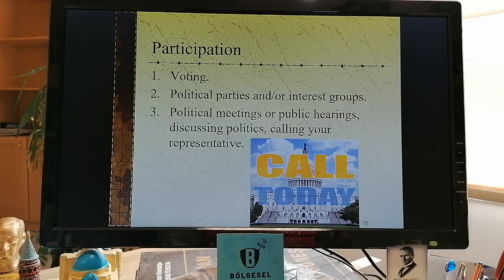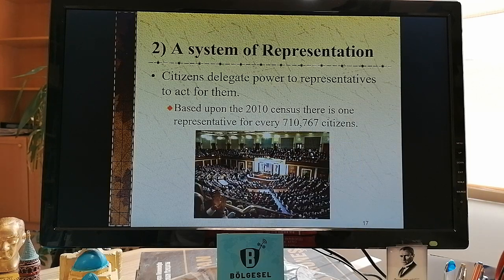In terms of participation, first, there is voting. Second, political parties or interest groups. Third, political meetings or public hearings, discussing politics, calling your representatives. So you can participate via these three elements. Anyway, the second is a system of representation. Citizens delegate power to representatives to act for them, to do something for the people. This is of course based on the 2010 census. There is one representative for every 710,000 citizens, for example, in the USA.